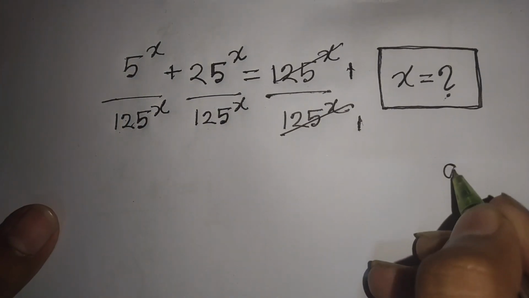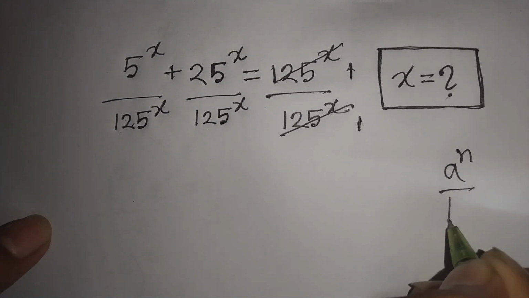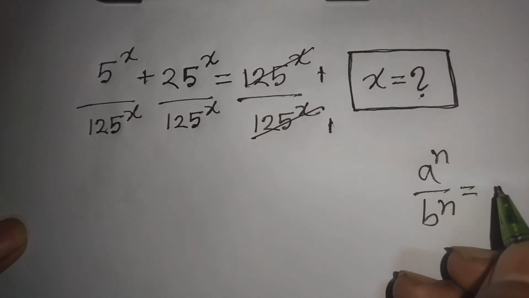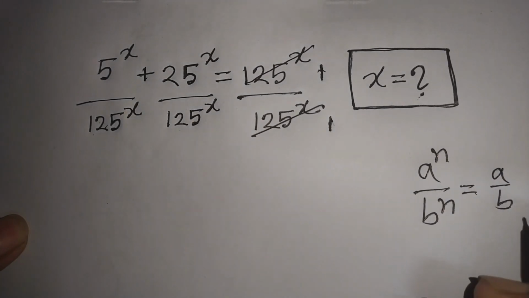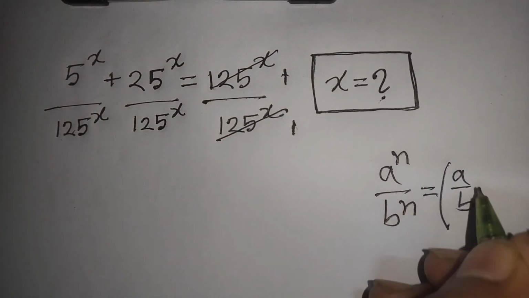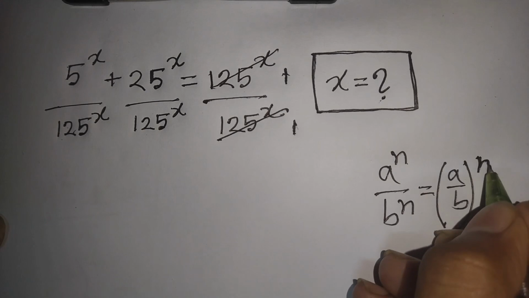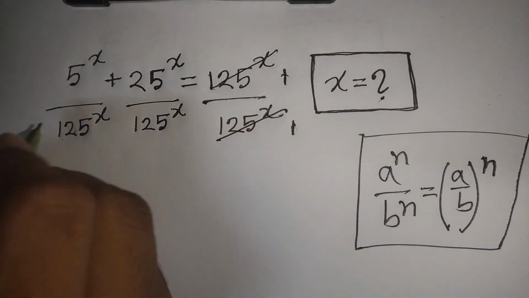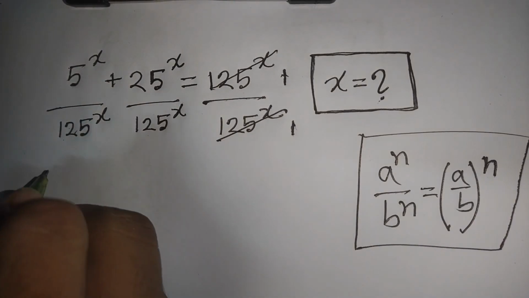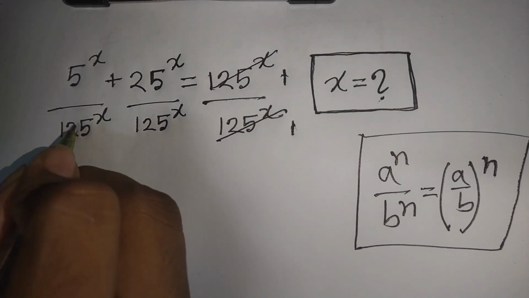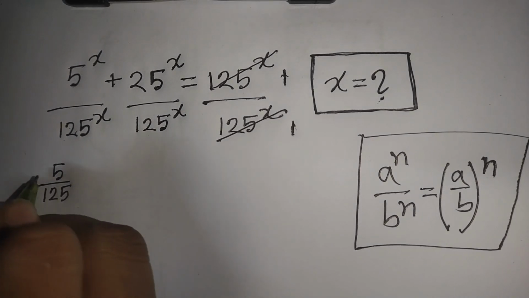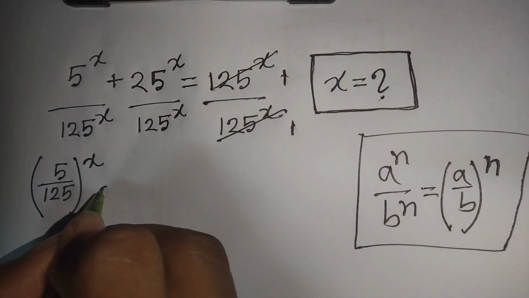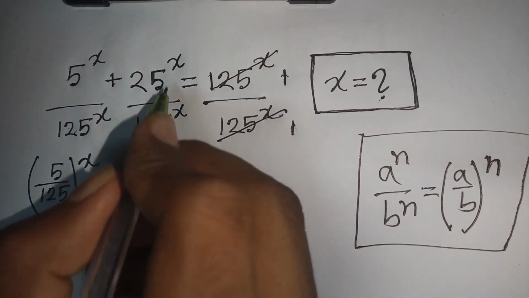So, according to this exponential rule, a power n over b power n is equal to a over b, then bracket common power n. So, according to this rule, I can compare here. So, it will be 5 over 125, then bracket common power x plus, again x same power but different bases.